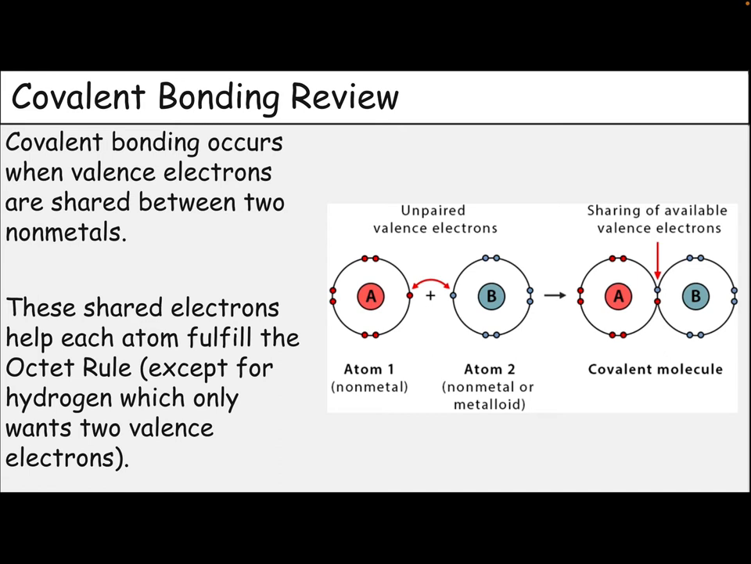Remember that the octet rule is the rule that all atoms, except for hydrogen, want to have 8 electrons in their outer shell. And hydrogen is the exception because it only wants 2 valence electrons. That's because hydrogen is in the first period of the periodic table and only has one energy level. That first energy level holds the 1s orbital and can only hold 2 valence electrons. That's why hydrogen only wants 2 valence electrons to be happy.